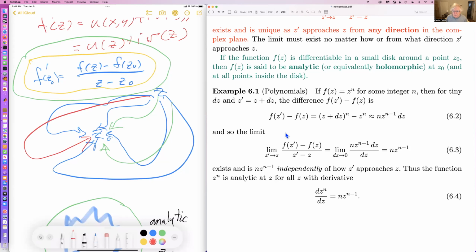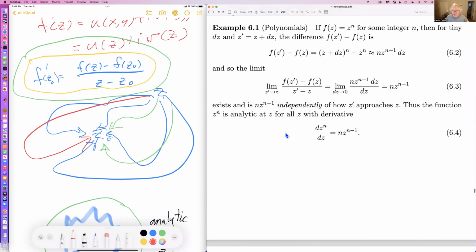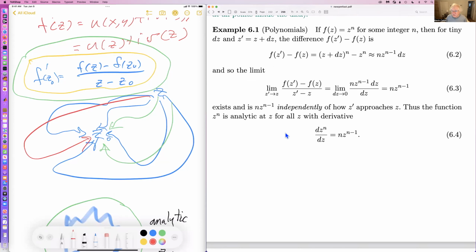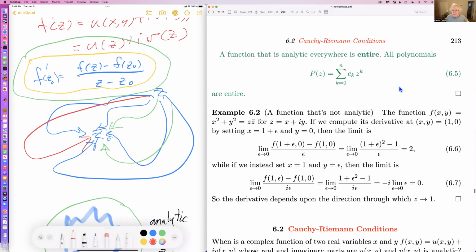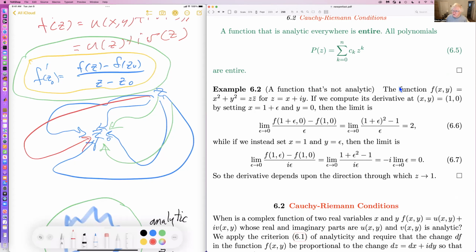Now, in particular, the polynomials are differentiable, and you can see that here, that the difference between f of z prime and f of z is approximately n z to the n minus 1 dz, and so the dz's cancel, and we have a nice derivative. A function that's analytic everywhere is said to be entire, and all the polynomials are entire functions.